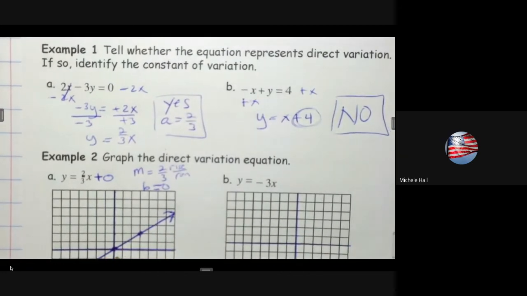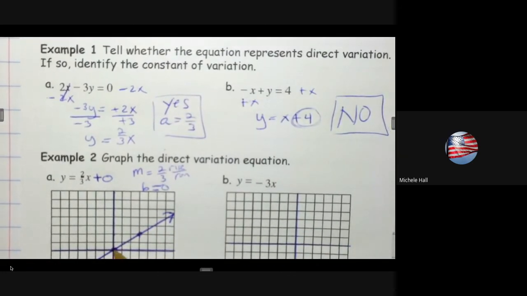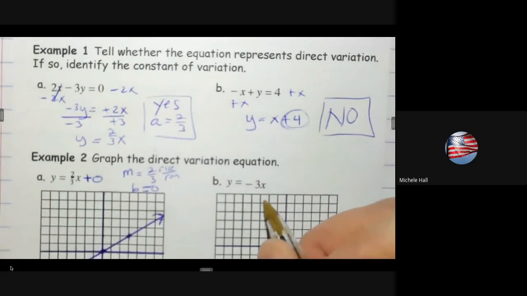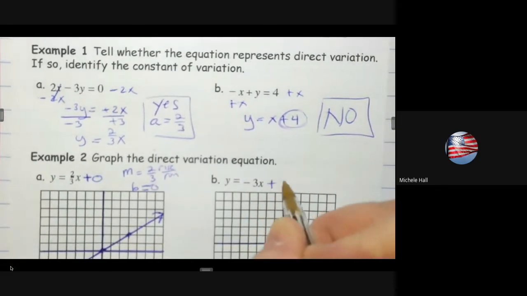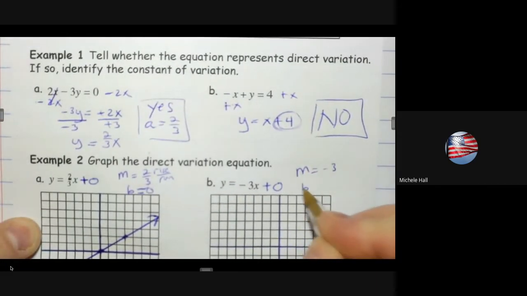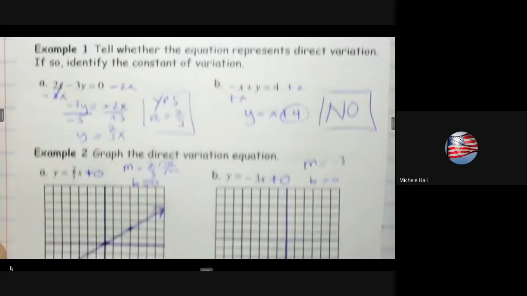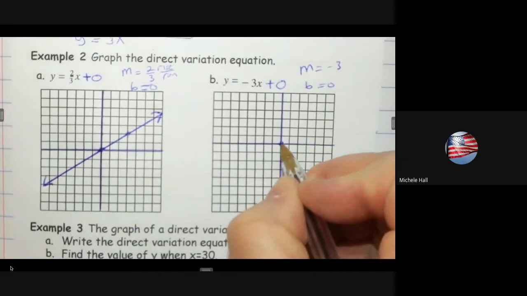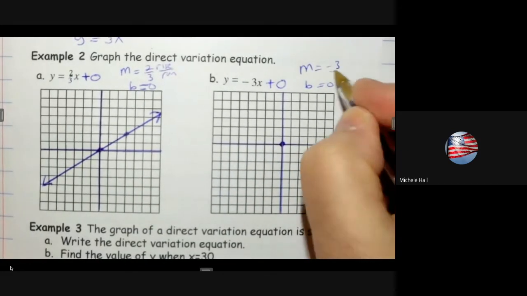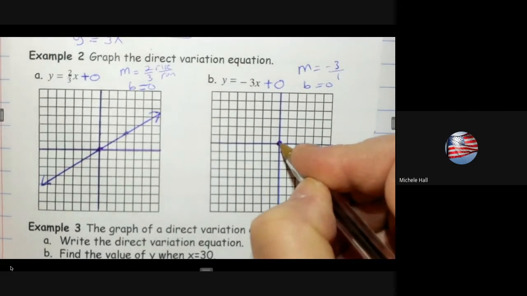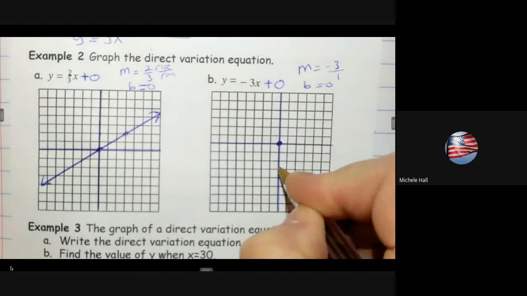Notice that you're always going to have direct variation that goes through the origin. It will not be shifted up or down. Direct variation has to go through the origin. Example B, same thing, y equals mx, and we can say plus b. Our slope is -3, and our y-intercept is 0. We start at 0. And then we need to rise -3 and run 1. So rising a negative number means going down. So rise -3 and then run +1.